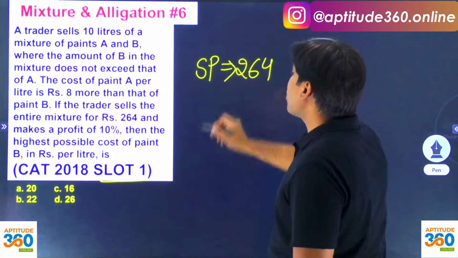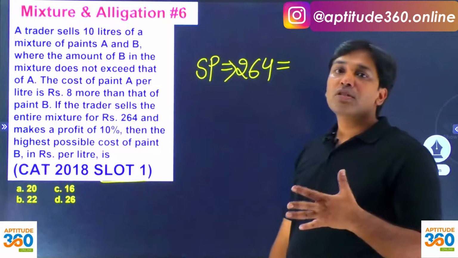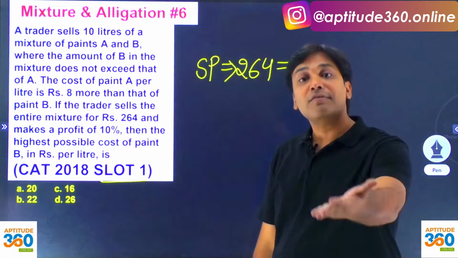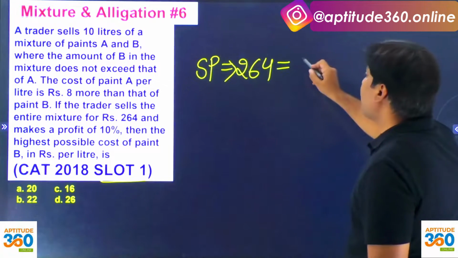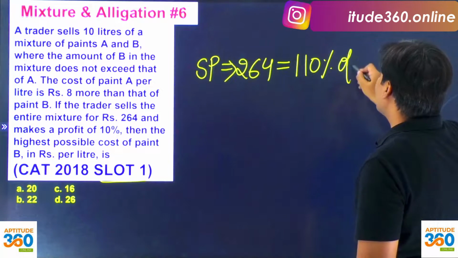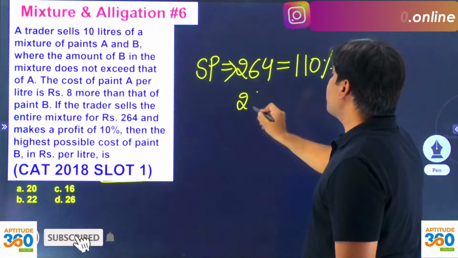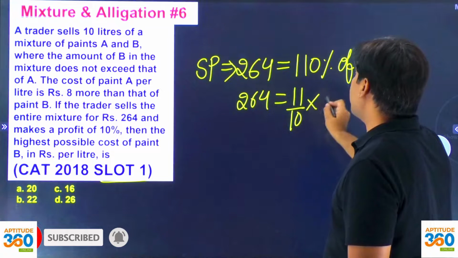How do we find out cost price? So 264 is going to be 110% of CP. That is what we have done in profit and loss, another 10 videos for you. If you have not seen them, go watch those videos. अब मैं ये सारे शॉर्टकट यहाँ पे तो लगाऊंगा नहीं, explain करूंगा नहीं. So 264 comes out as, if you simplify this, 11 by 10 into CP.